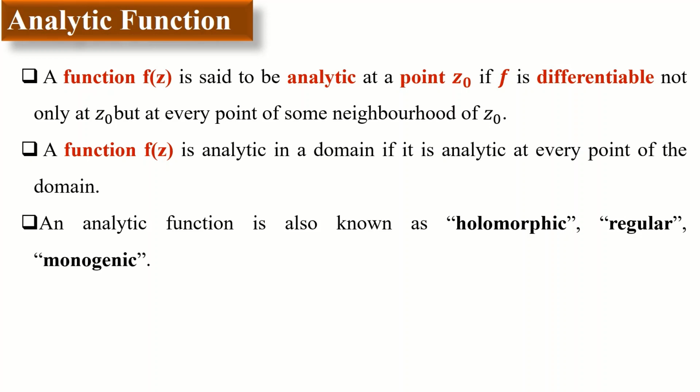Some terminology that we use for the analytic function is holomorphic, regular, monogenic. So what we understand about the analytic function here: suppose we have given this point, a function is differentiable not only at this point but in its neighborhood. It is differentiable at each and every point in its neighborhood. Not a single singularity we have in this neighborhood. Then the function is said to be analytic.